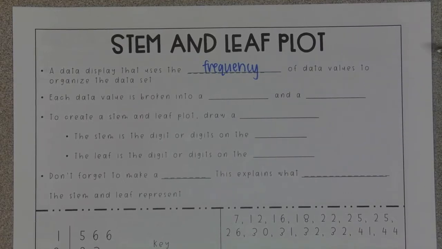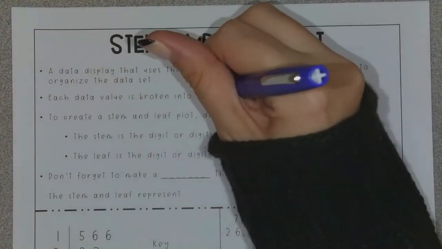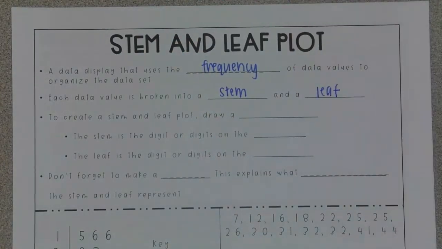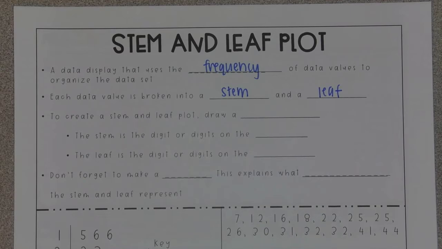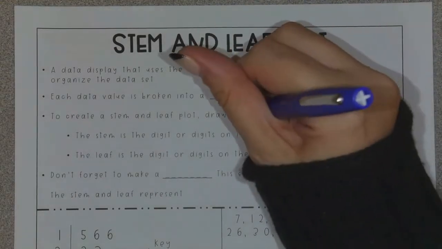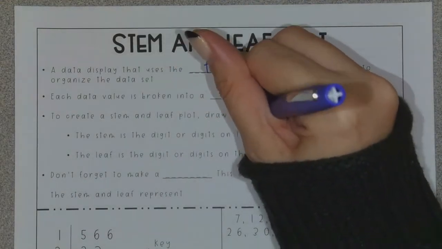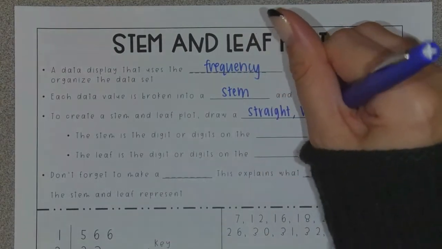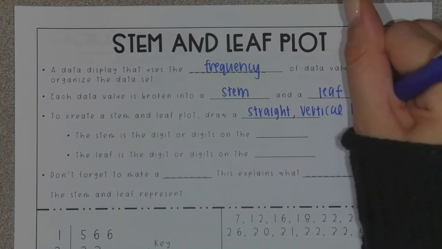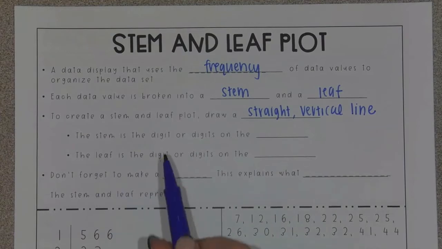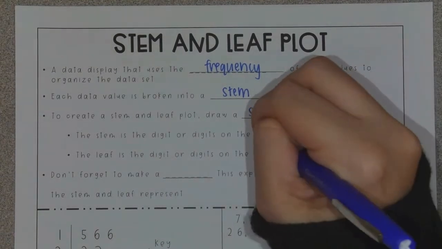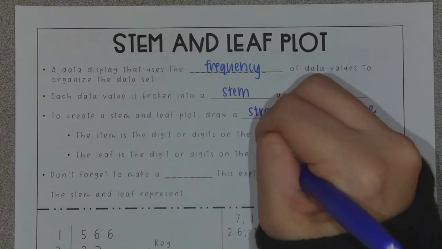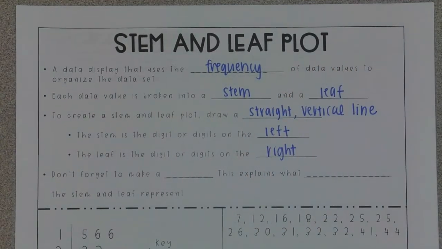But in a stem and leaf plot, we're going to break each data value into what we call a stem and a leaf. That's where it gets its name. To create a stem and leaf plot, you always need to draw a straight vertical line. That makes sure the stem is the digit or digits on the left side of the line, and the leaf is the digit or digits on the right side.